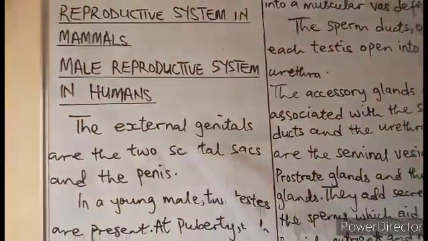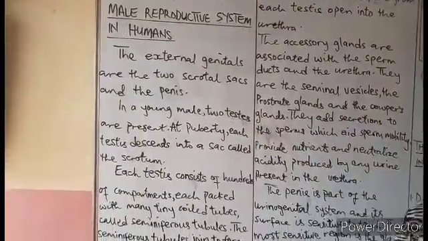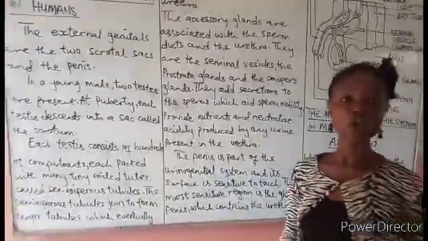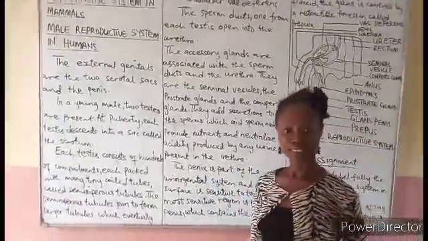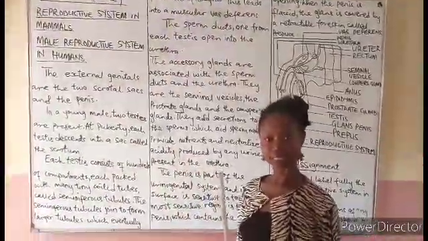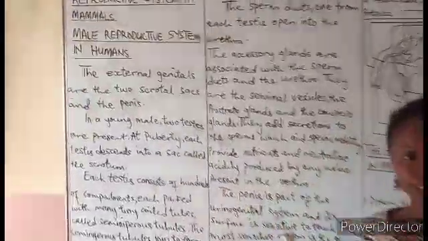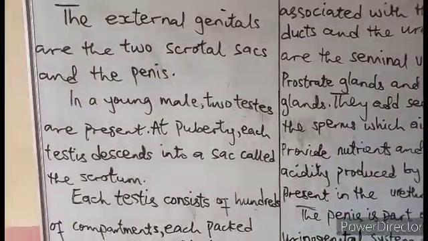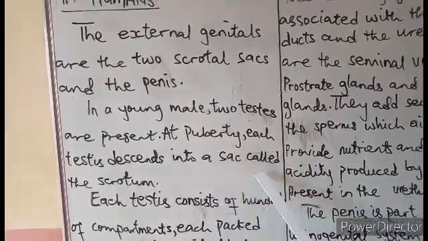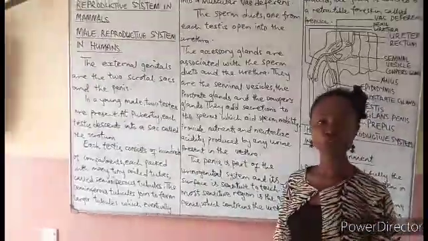Now, the male external genitals are the two scrotal sacs and the penis. The scrotal sacs and the penis are the ones you can see. All others are embedded inside the body. Now, the scrotal sacs contain the testes. In a young male, two testes are present. But as the individual keeps growing, that is at puberty, each testis descends into a sac called the scrotum. That's the singular, but plural, the scrota.